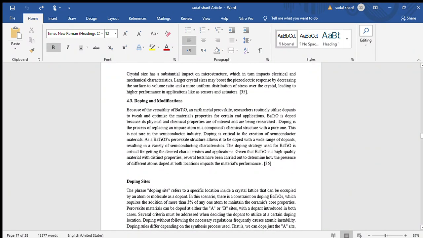After that, crystal structure has a substantial effect on the microstructure, which in turn impacts the electrical and mechanical stress. Larger crystal size may boost the piezoelectric response by decreasing the surface to volume ratio, and a more uniform distribution of stress over the crystal leads to high performance in applications like sensors or actuators.